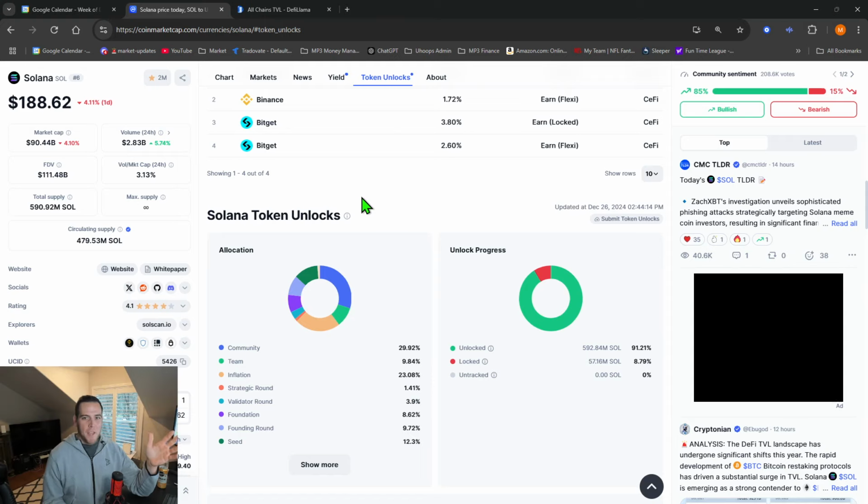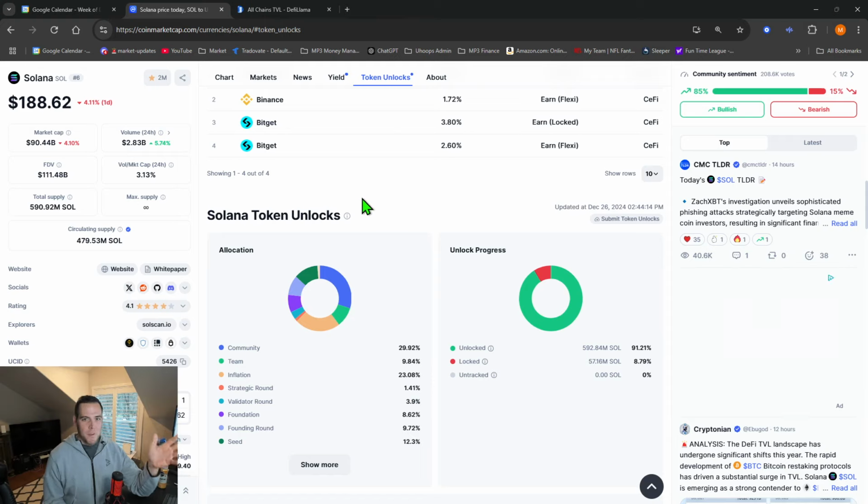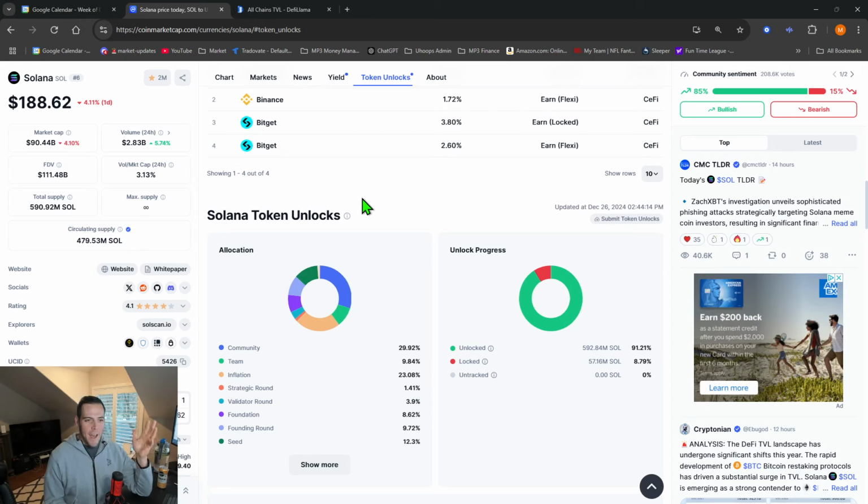So you want to understand the tokenomics. How much is out there? How does the supply and demand work for this token? So for Bitcoin, for example, there's only going to be a certain amount, and it is dictated every 4 years. The amount of new supply is cut in half. That's the halvening. We've talked about this before. So for Solana, the unlock progress, it's about 91% unlocked. There's still 8% to be unlocked.